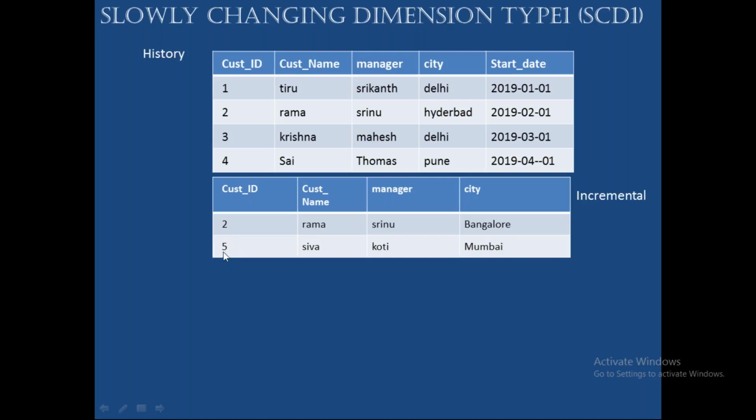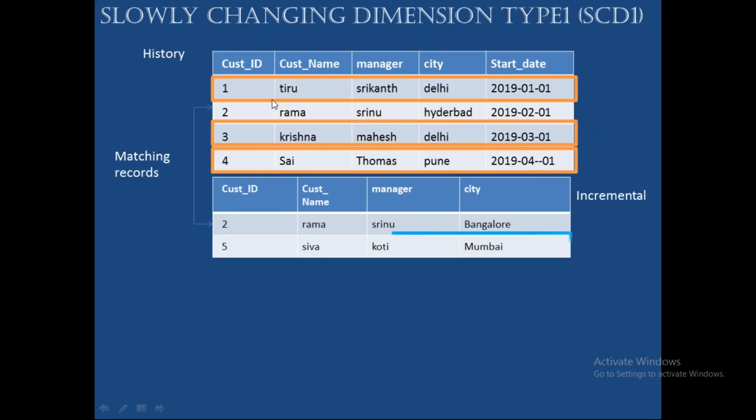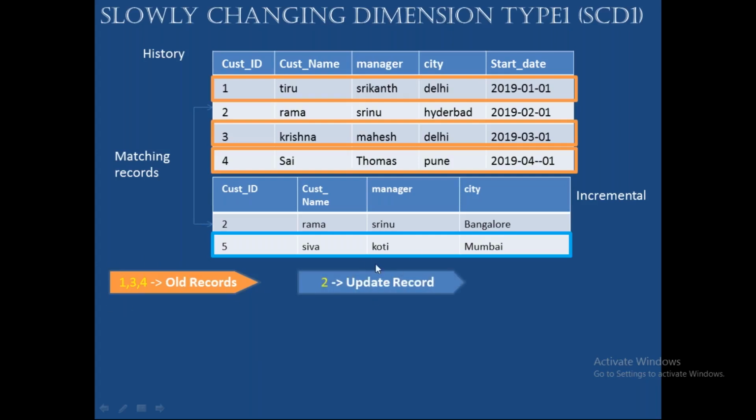Next, the fifth one is the new record. This is the second record, which is common, so 2 is the matching record. Here 1, 3, 4 are the unmatched records, and 5 is the new record. 1, 3, 4 are the old records, and these will not change anything. Next, 2 is the updated record, so you need to update, and 5 is the new record, so you need to insert.